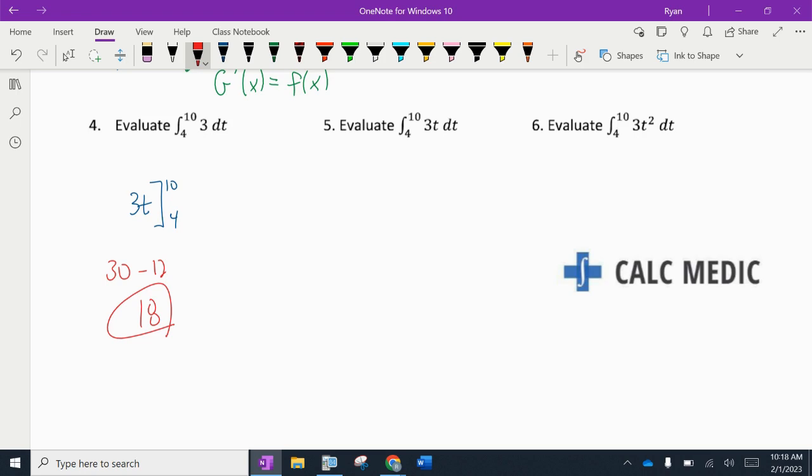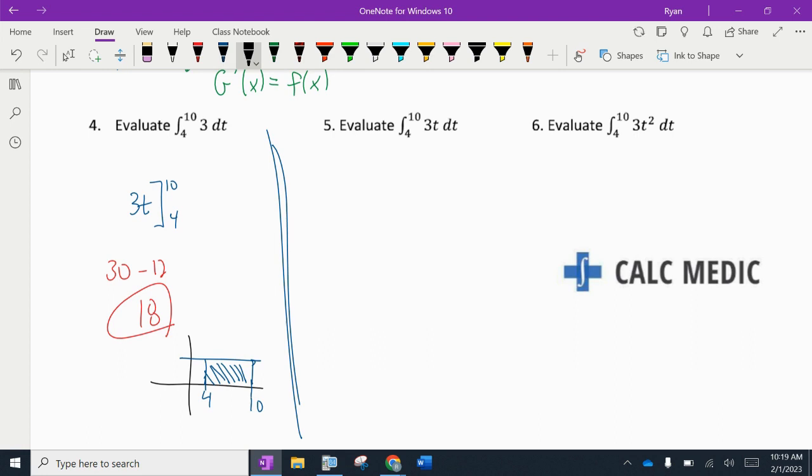If you were to graph this, and I'm only going to do it for this one, the graph of y equals 3 looks like this. It's a horizontal line. And from 4 to 10, it would give us that region. What is the area of this? Well, it's 6 for the base, 3 for the height. 6 times 3, there's the 18 from a geometry perspective.